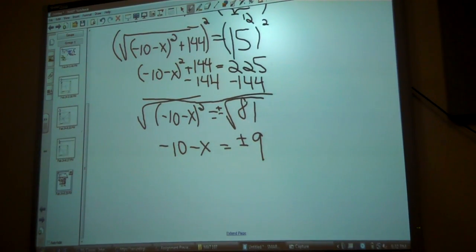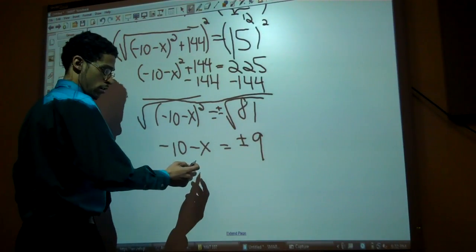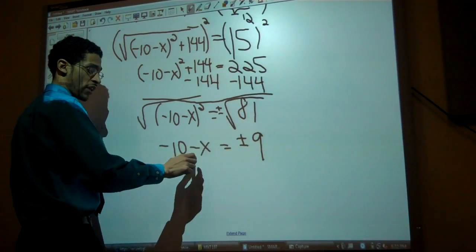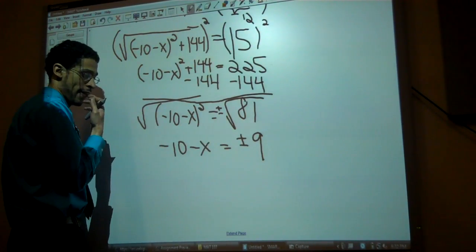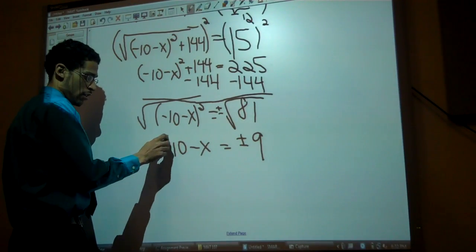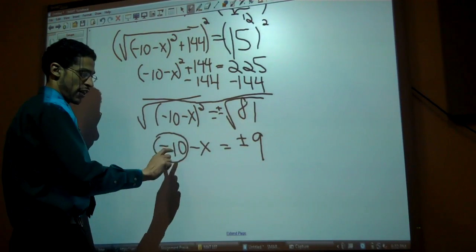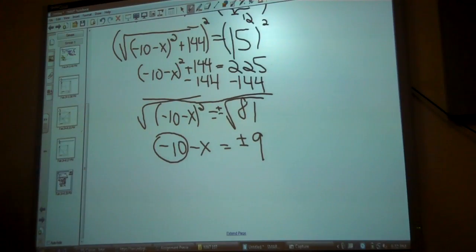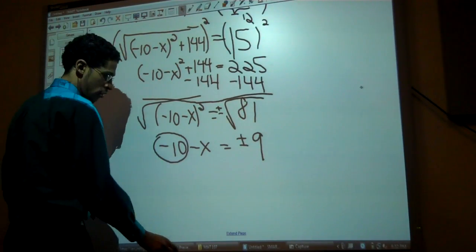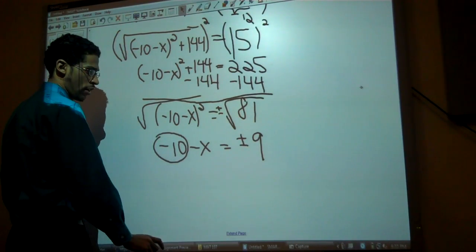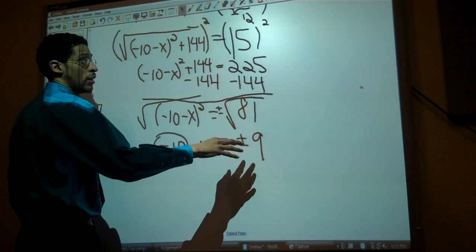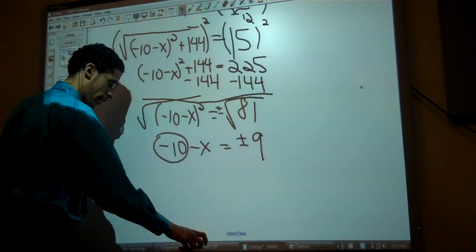Now what? We want to get x by itself. We can add x to both sides. Nothing wrong with that. But if we get rid of this, we'll do it however you want to. If we add x, that puts it over there. Plus or minus. All right, let's go with it. Let's add x.